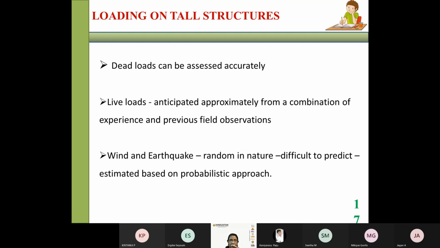Can anybody tell me what is the design wind speed of Chennai? 45. No, it is 50. It is 50 meters per second. If you convert to kilometers per hour, you tell me later. Okay, 50 meters per second is how many kilometers per hour? You do the calculation and tell me later.